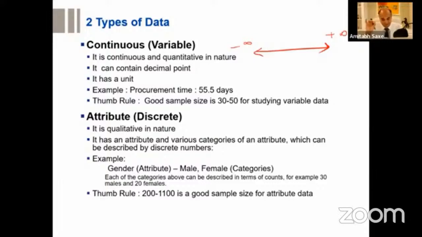Okay, so there are two types of data, continuous data and attribute data. Continuous data can be represented on a number line. It can take a decimal place like 55.5 days, and it will also always have a unit. Please remember this simple technique to identify whether data is continuous or attribute. Now, attribute data is the data which we feel cannot be measured, like feelings, happiness. These are some of the data which we feel we cannot measure. So a trick to measure such type of data, I will give it to you.